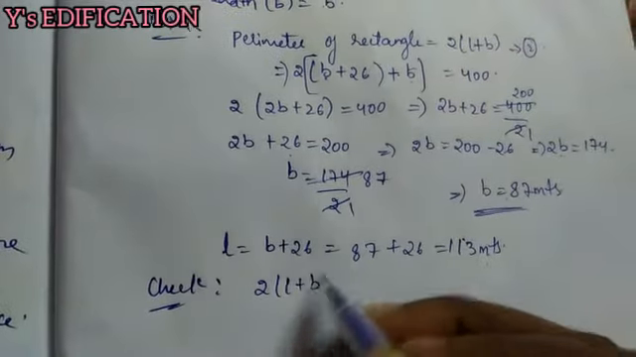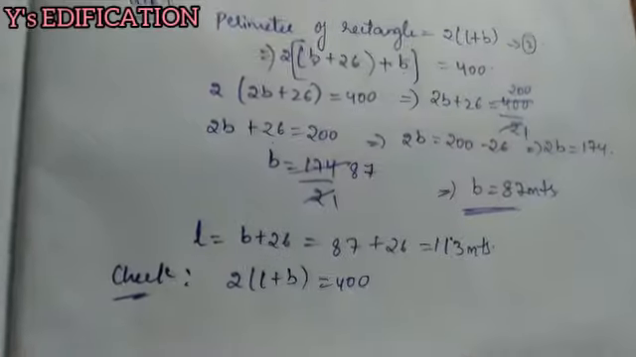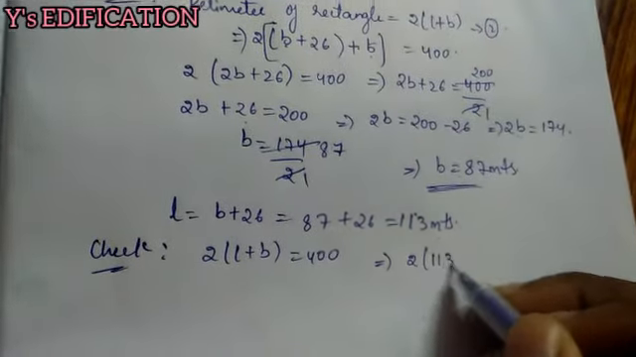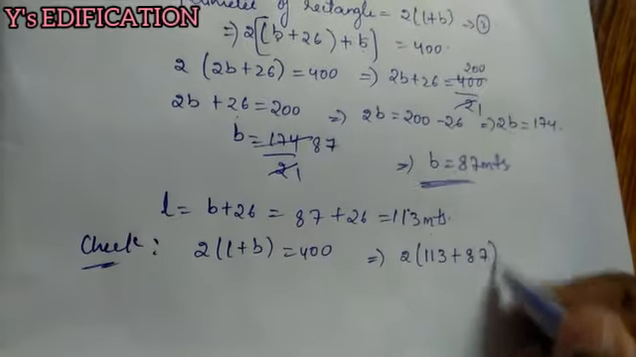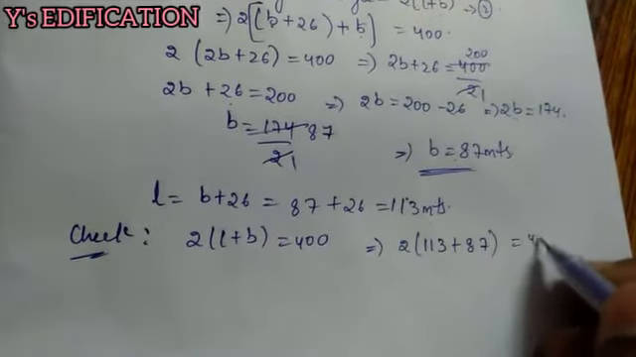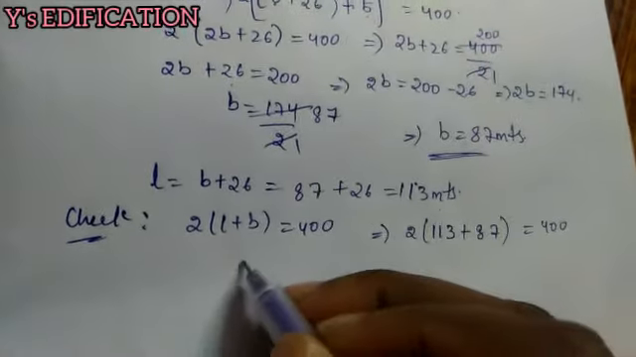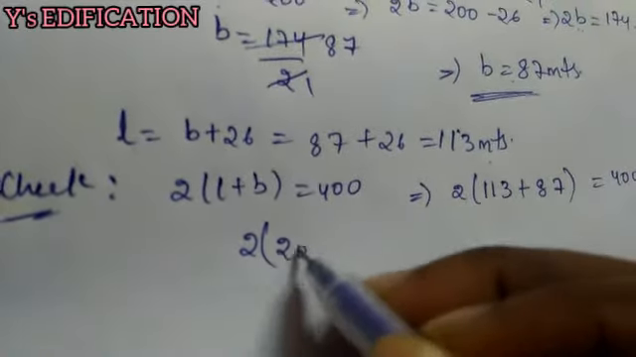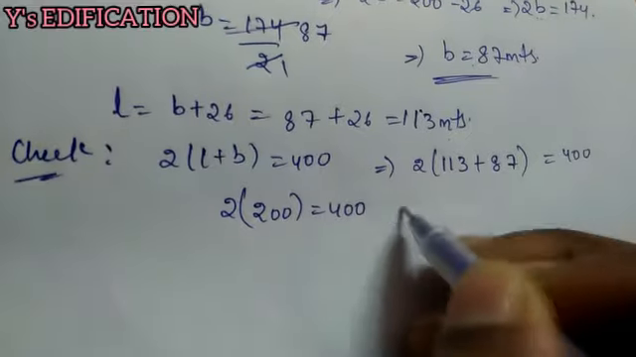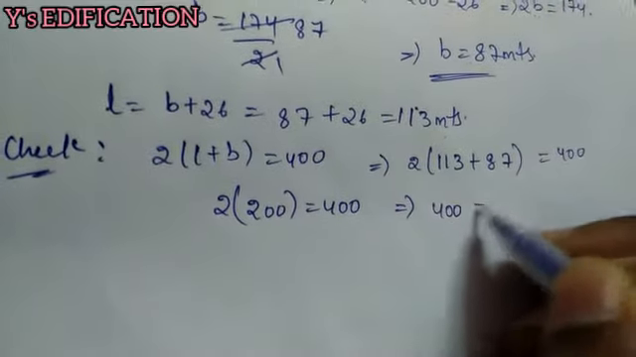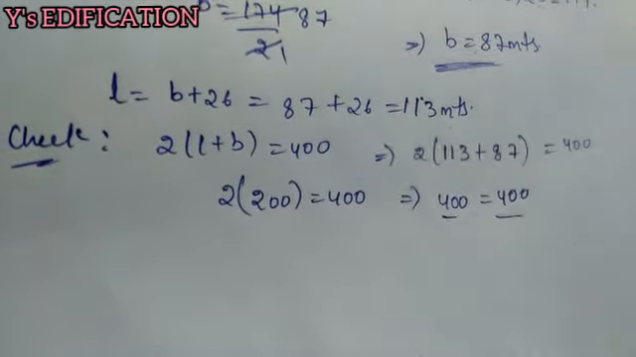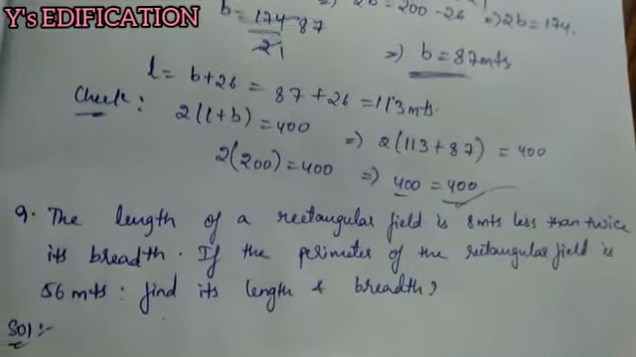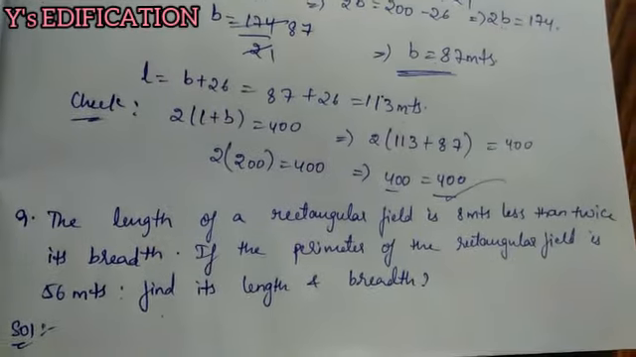So we will do the check here. 2 into (L plus B) is equal to 400, right? Substitute this: 2 into (113 plus 87) is 2 into 200, which is equal to 400. That means 400 is equal to 400. LHS and RHS are equal, so this is the right answer. Okay, and this is also a similar problem to the previous one.